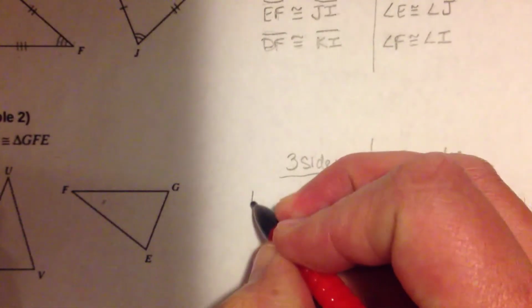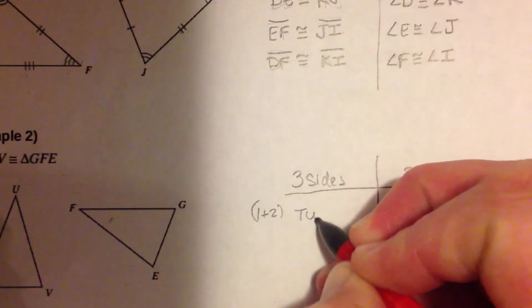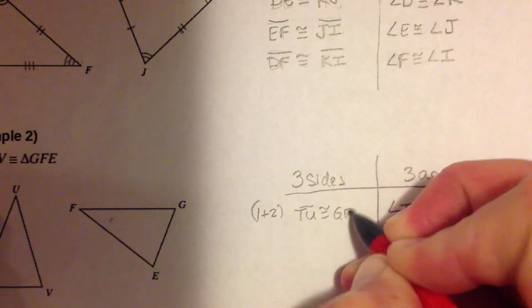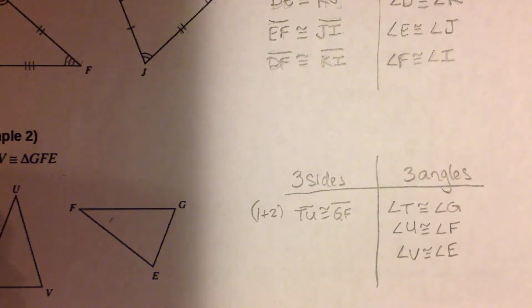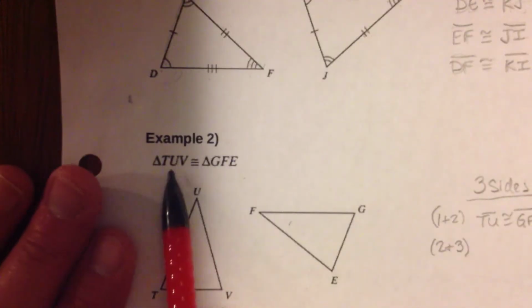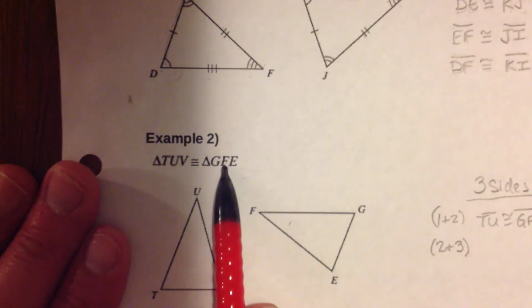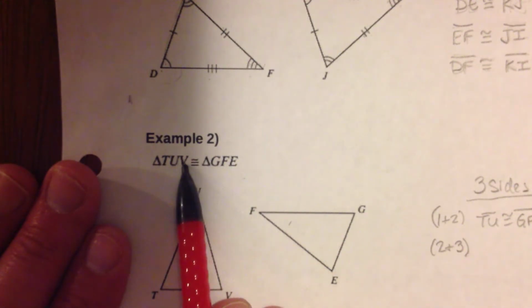So what I'll do is I'll take the first and second position, and going back to my letters again, TU is congruent to GF. Alright, so after taking the first and second positions, let's take the second and third positions. I have U and V over here. Second and third would be F and E over here, so I can say UV is congruent to FE.